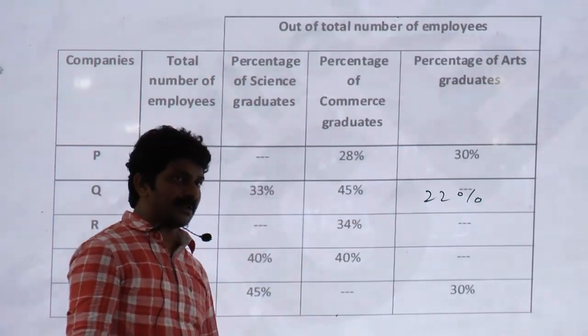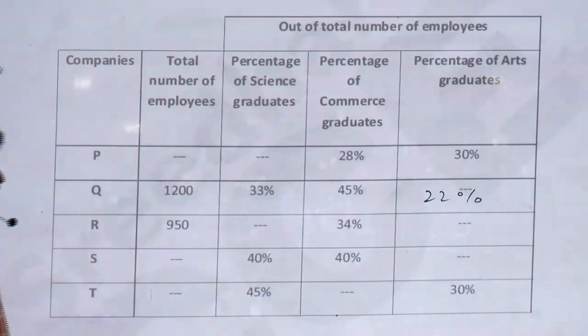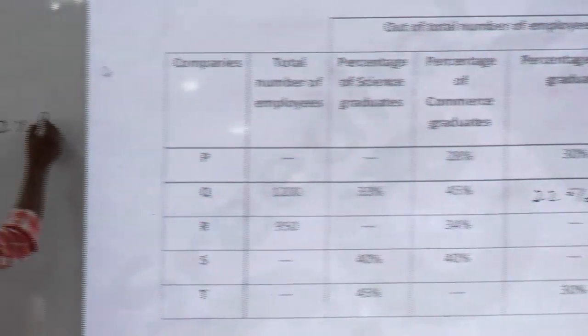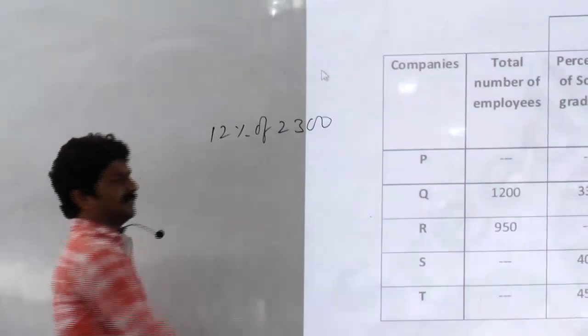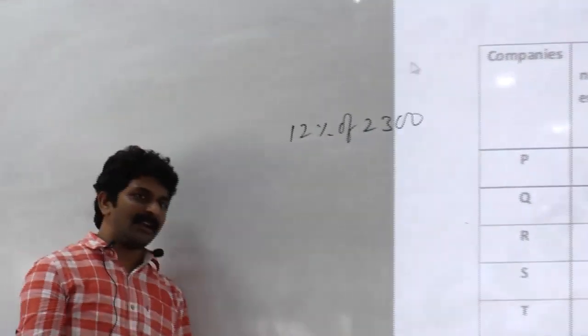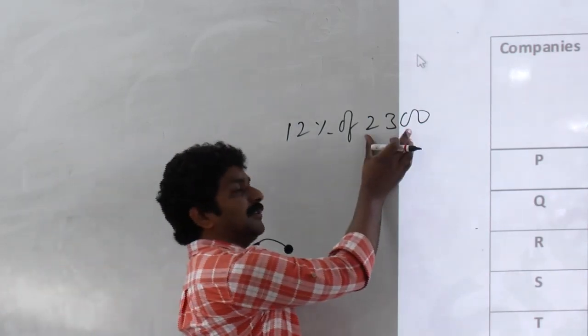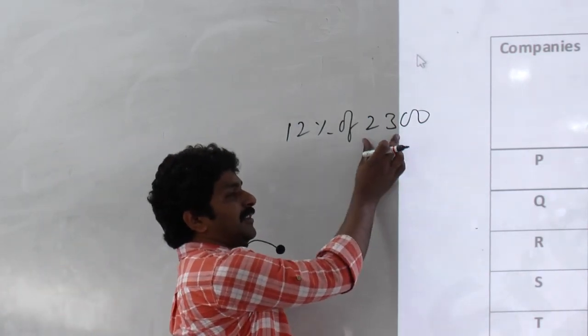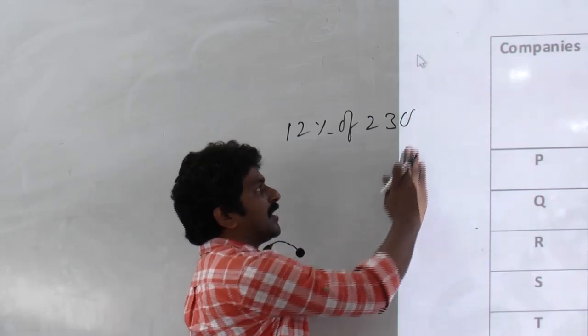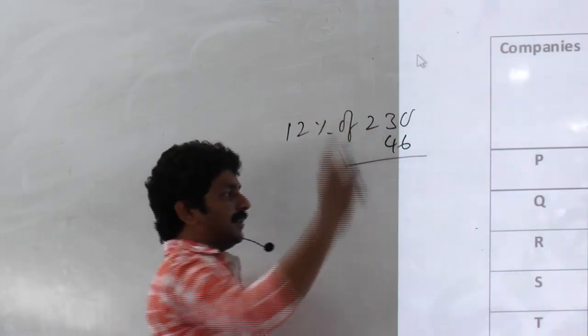You are asked about the difference between arts and commerce. 45 and then 22%, how much is that? 23%. 23% of what? 1200. 10% is 230, 1% is 23, 2% is 46. So the answer is 230 plus 46, 276.